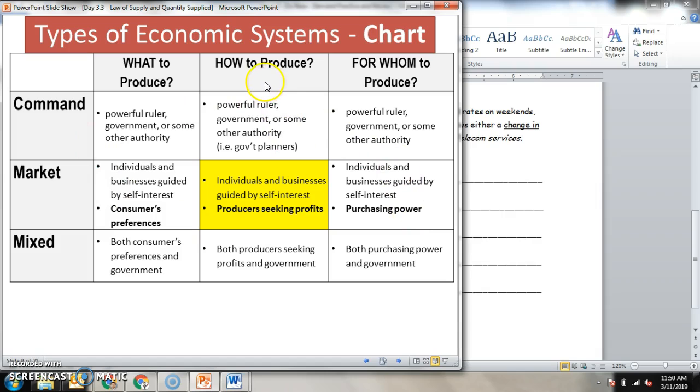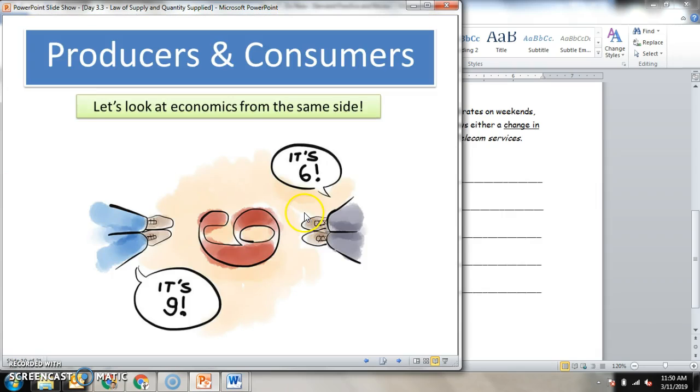And that makes sense thinking about the 3 economic questions. How are we going to produce something in a market economy? It's the producers seeking profits. And so they make decisions which increase their profits.